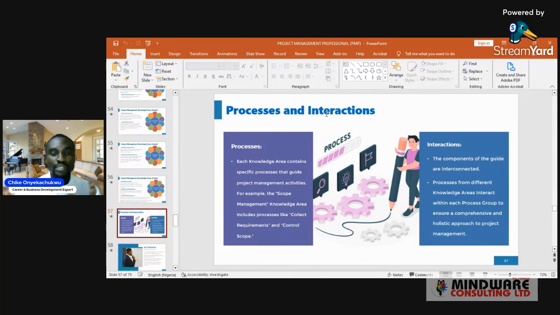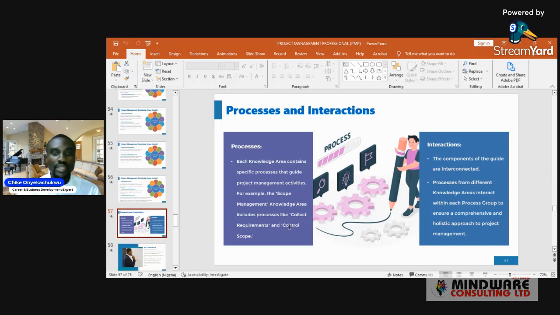How do these process groups and these knowledge areas, including the processes that are within them, how do they interact with one another? Processes. Each knowledge area contains specific processes that guide project management activities. For example, the project scope management that we talked about. The scope management knowledge area includes processes like collect requirements and control scope.